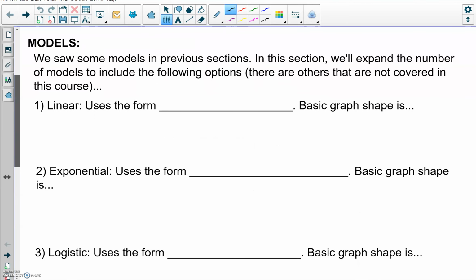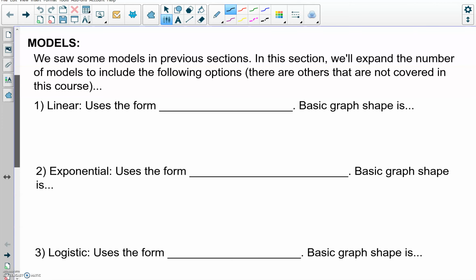All right, some models. Overall, we saw some models in previous sections. We looked at the linear, exponential, I even saw the logistic, looked at some of those different things. But in this section, we're going to expand the number of models to include the following options. And there are others, as I said, that are not covered in this course.